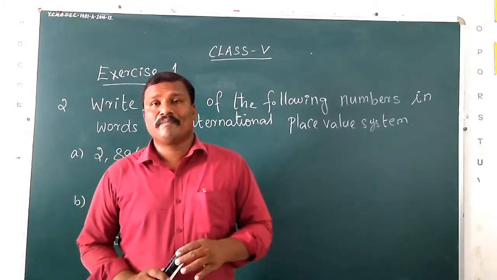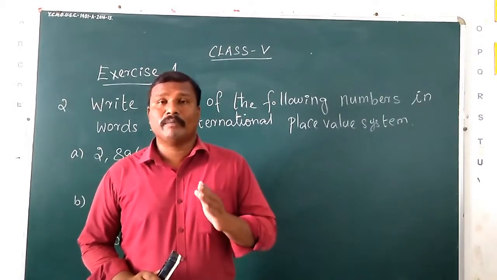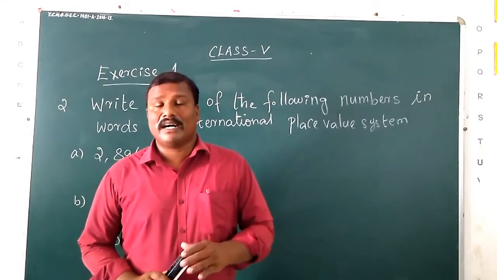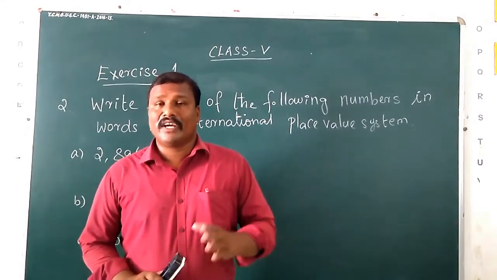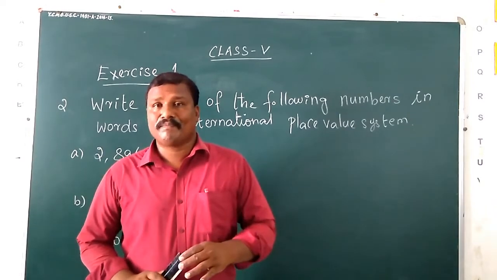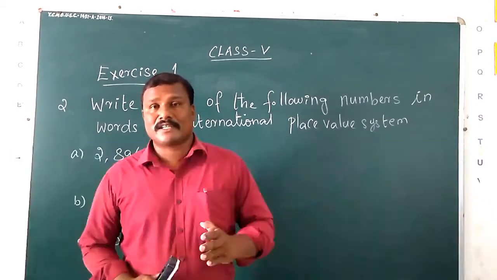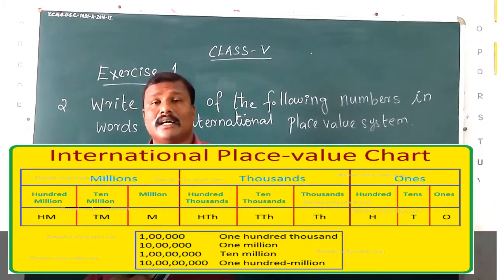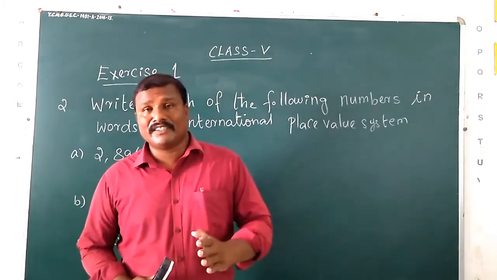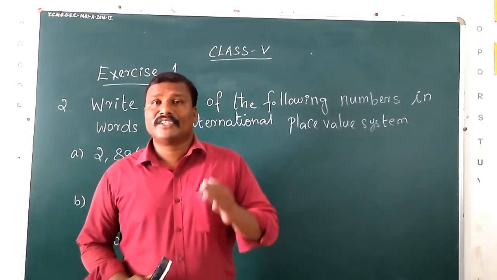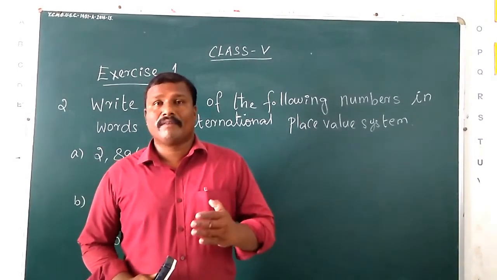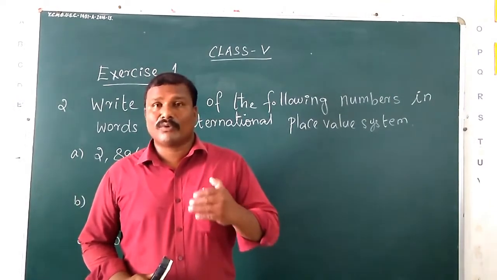As I told you, the number system has two methods: the Indian number system and the international number system. We already talked about the Indian number system, its periods, its place values, and how to give periods. Last video we also talked about the international place value system, its place values, and how to give periods. Today we will take some exercises for your understanding.